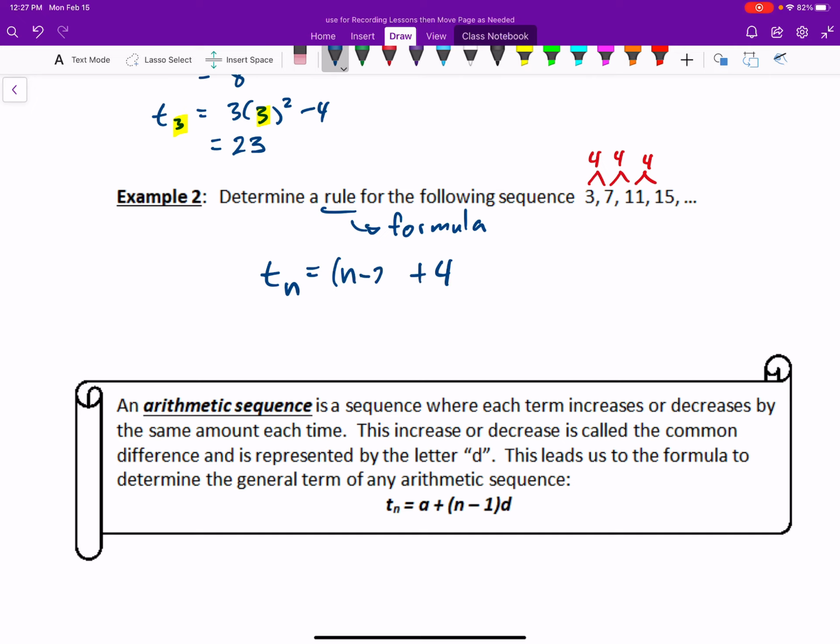So if I put n minus 2, does that work? 1 minus 2 would be negative 1. Negative 1 plus 4 would equal positive 3. Does that work? No, that doesn't seem to work either, does it? Because if I put 2 in there, then 2 minus 2 would be 0, and I'd get 4 for my second one. So, what's going on here? It's not always super easy to see what the formula is.